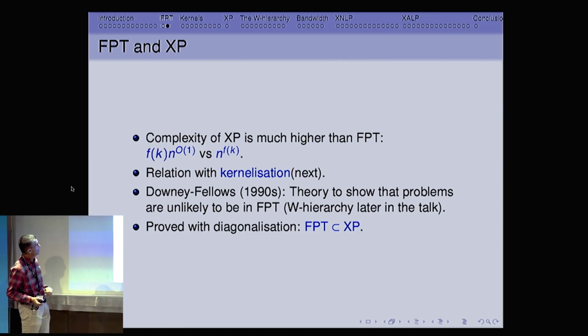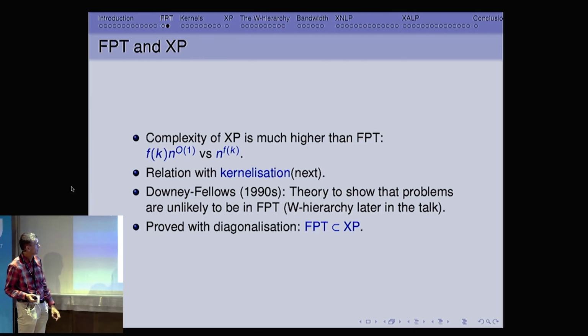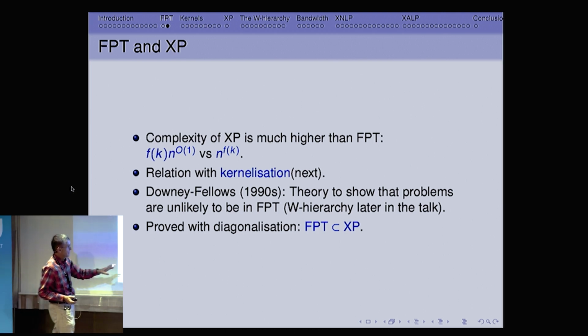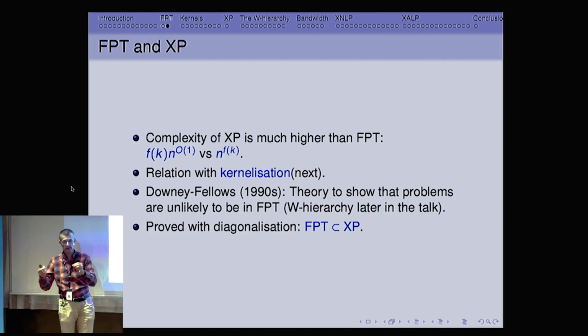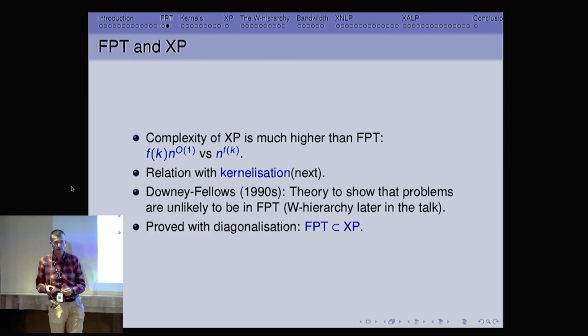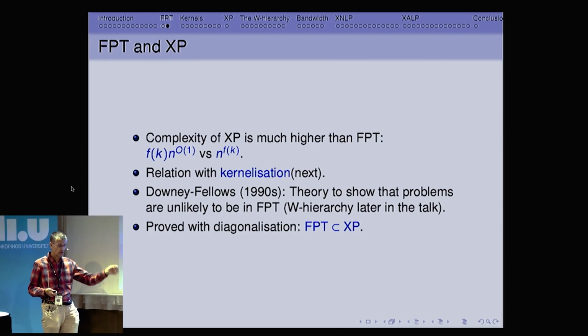FPT has a relation with kernelization, which I'll discuss next. And there is a reason to use the W hierarchy, which I'll introduce later, that shows that problems are probably not in FPT. And you can actually show unconditionally that FPT is really a proper subset of XP using a diagonalization argument. So there are XP-complete problems which we know are not in FPT.